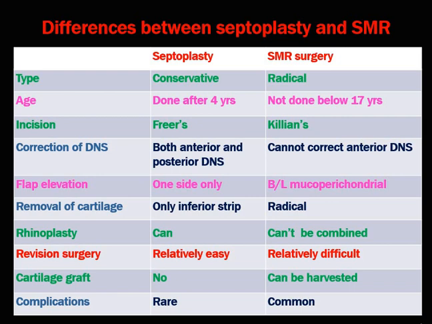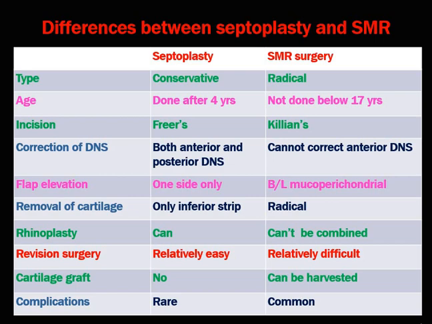Rhinoplasty can be performed along with septoplasty, also called septorhinoplasty, but rhinoplasty cannot be combined with SMR surgery. Revision surgery is relatively easy in septoplasty because it is a conservative surgery. In SMR surgery, revision surgery is relatively difficult because we remove most of the nasal septal cartilage and bone. Cartilage graft can be harvested during SMR surgery because it is a radical surgery, so we can take a big chunk of the cartilage and bone. Complications of septoplasty are rare, but complications of SMR surgery are common because it is a destructive or radical surgery.